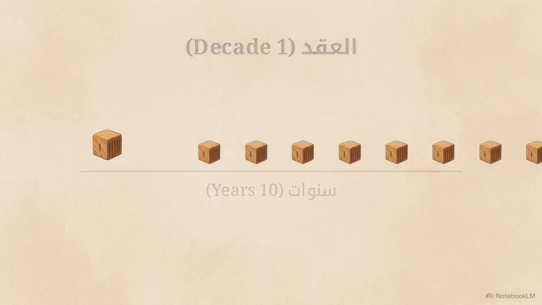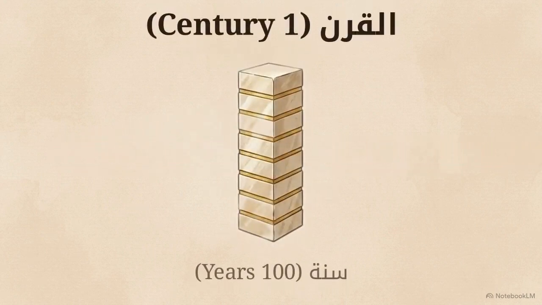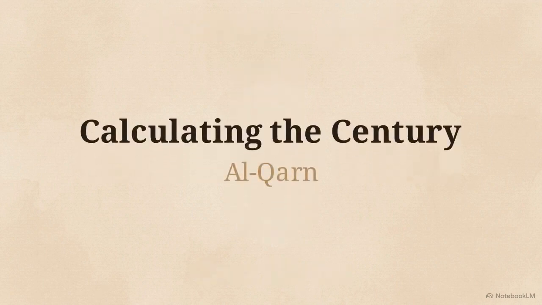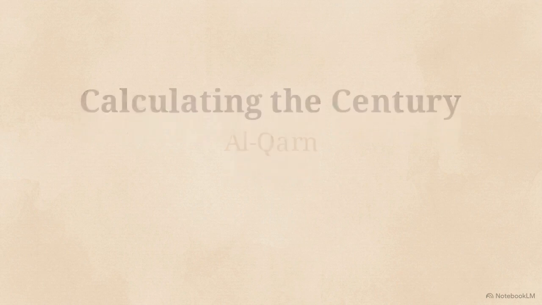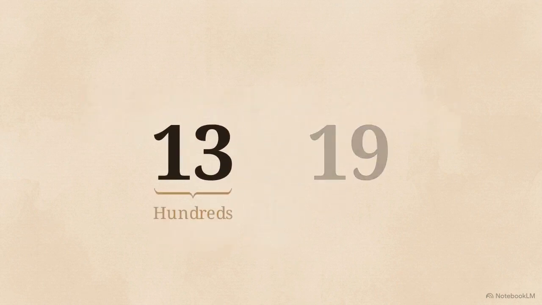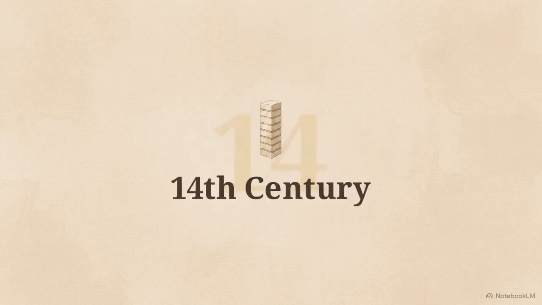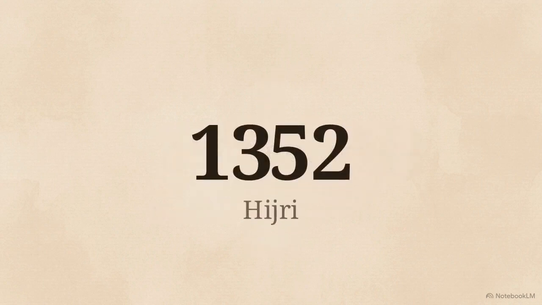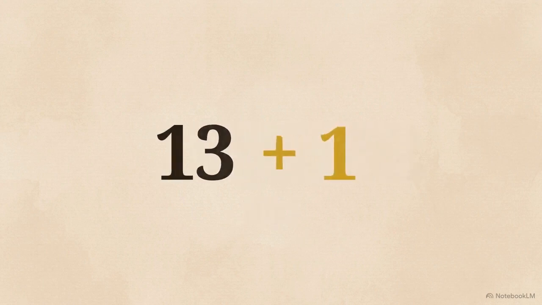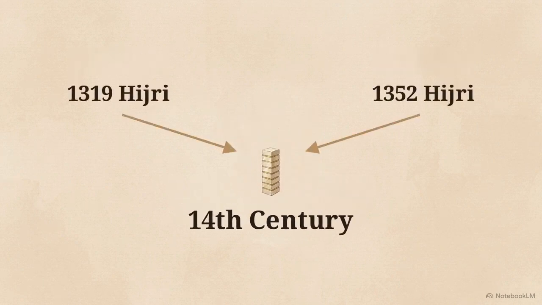When 10 decades are grouped, they form a century, or al-qarn, giving us a 100-year unit. You can quickly identify a year's century with a simple calculation. Take the year 1319 Hijri. Set aside the tens and ones, and look at the hundreds, the 13. Add 1 to that number, making 1319 the 14th century. The same applies to 1352 Hijri. Take the 13, add 1, and it also falls in the 14th century.